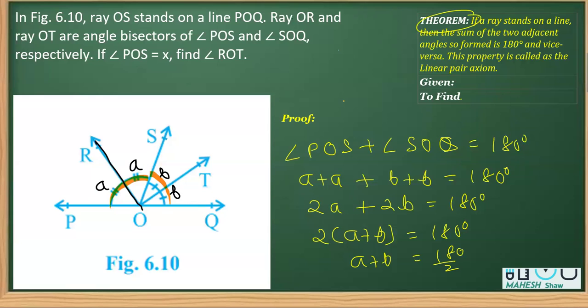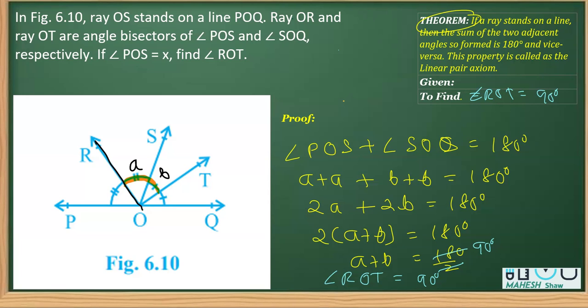Now look into this. If I erase this part and this part, we have angle A plus angle B, and I can replace this A plus B with angle ROT. So angle ROT is 180 over 2, that is 90 degrees. This is what we had to find, the value of angle ROT, and we calculated this as 90 degrees.